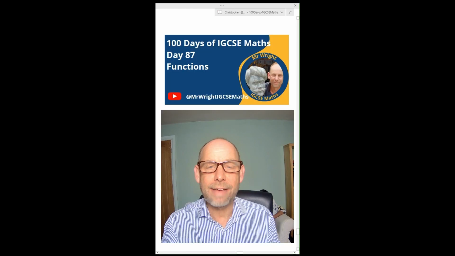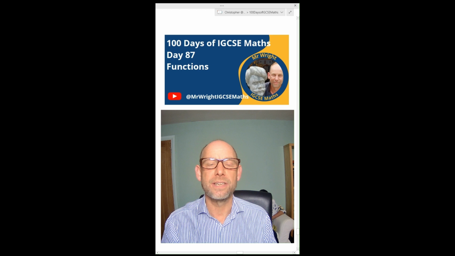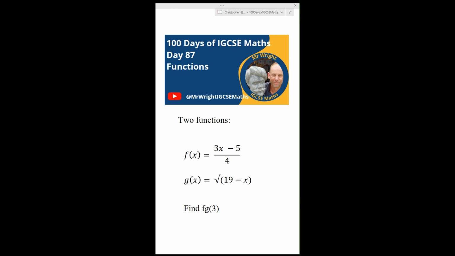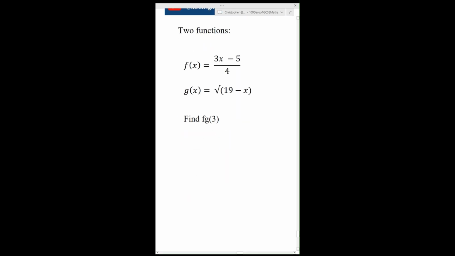It's day 87, and here's an IGCSE Maths exam question about functions. Now's your chance to pause the film. Right, I have to find FG of 3. So I'm going to G3 first, and then I'm going to F that result. If I G3, I'm working out the square root of 19 minus 3, the square root of 16, which is 4, and now I'm going to F that 4.